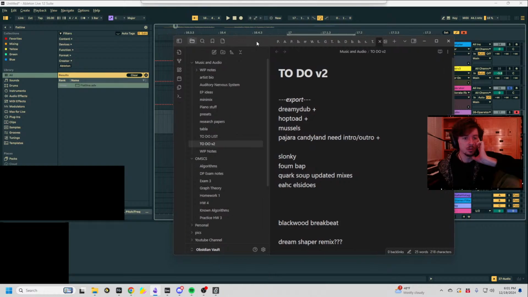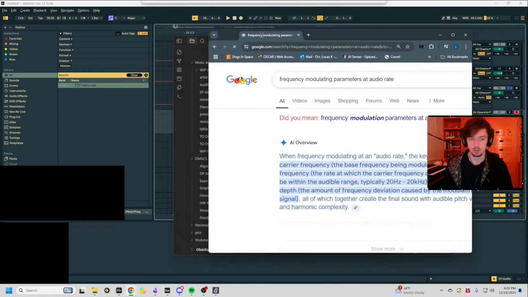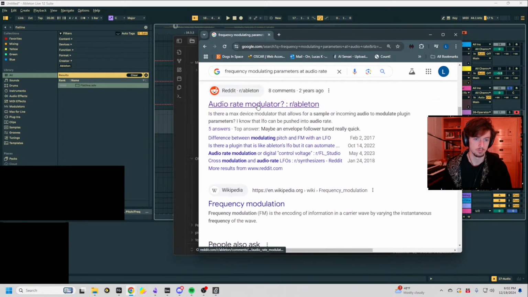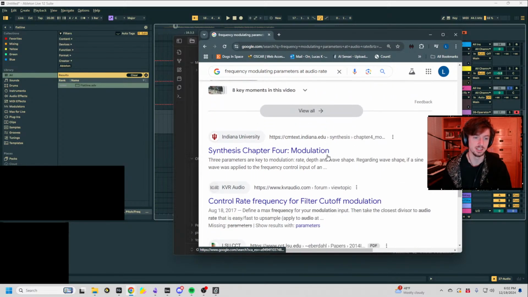What did we learn? Let's take notes. Write down. What is this technique called, when you frequency modulate different parameters? Frequency modulating parameters at audio rate. It's called audio rate frequency modulation. Audio rate modulation. Yeah, modulating the cutoff of a filter, you're frequency modulating the filter. I just want to know mod wiggler. That can't be it.